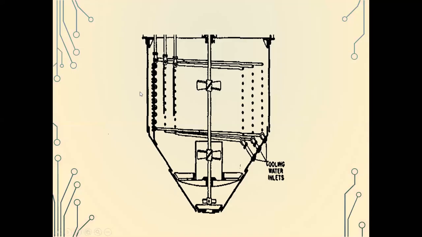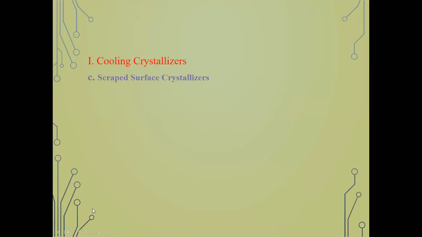Now, this is in the case of the cooling agitated crystallizer. So there's an agitator in the middle to ensure that there will be fast cooling. If there is fast cooling, then there will also be a fast production of crystals, even growth of crystals also. Now, under the cooling crystallizers, we have the third type, which are the scraped surface crystallizers.